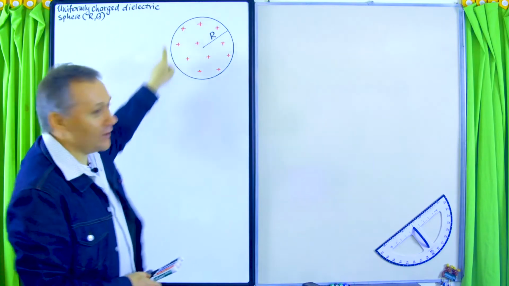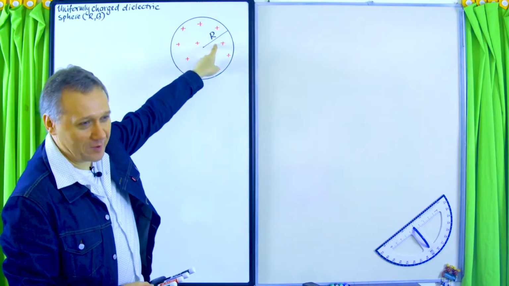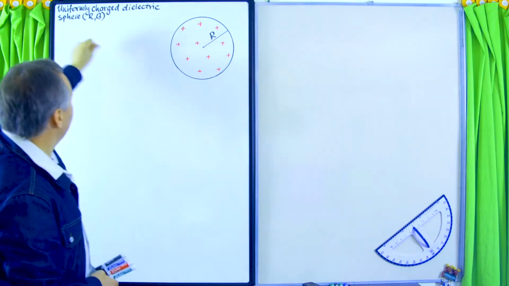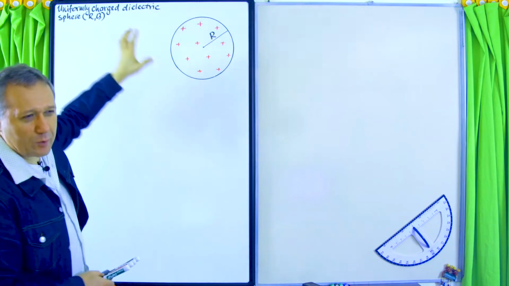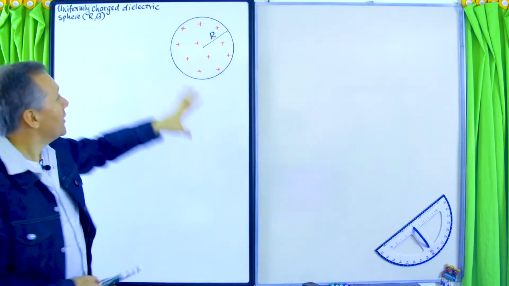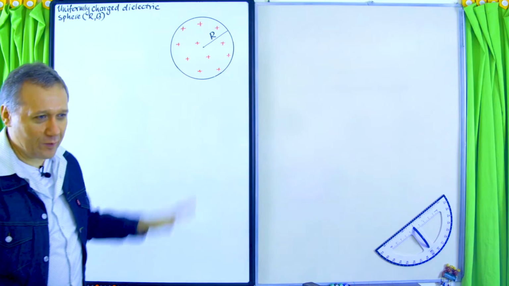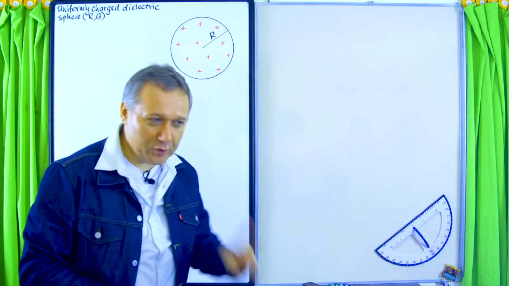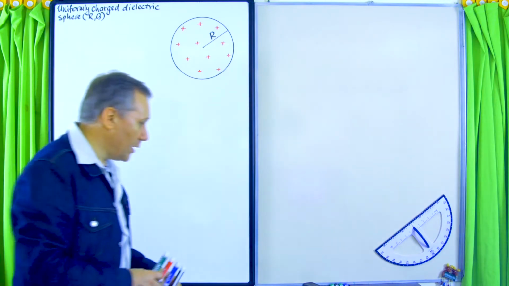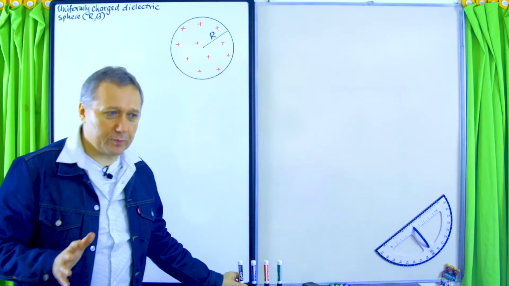We have a sphere of radius R capital. Then there is a charge Q. Let's assume it's positive charge, uniformly distributed over the whole sphere. Uniform distribution. Of course, we're just looking at the simplest possible situation.